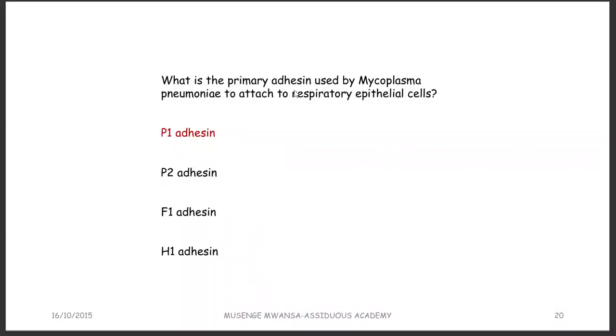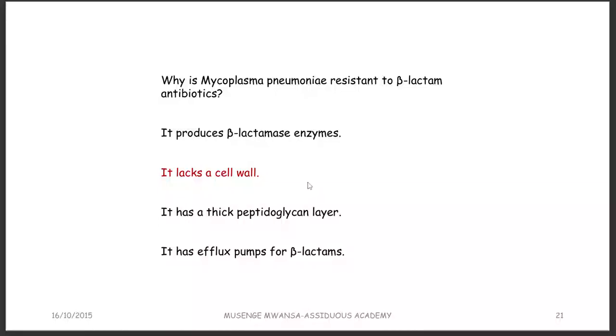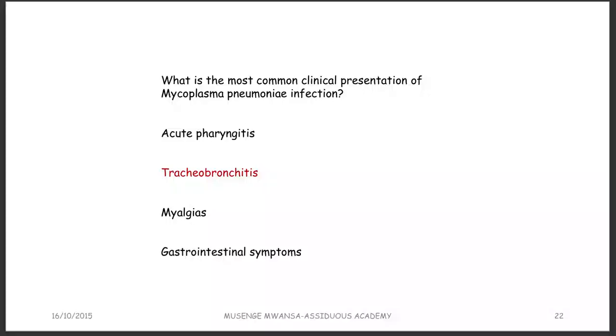All right, some questions. What is the primary adhesin used by Mycoplasma pneumoniae to attach to respiratory epithelial cells? Remember, that is the P1 adhesin. Why is Mycoplasma pneumoniae resistant to beta lactam antibiotics? It lacks a cell wall, doesn't it? The beta lactam antibiotics work by stopping the synthesis of the cell wall. What is the most common clinical presentation of Mycoplasma pneumoniae? It is tracheobronchitis. Of course, you also have pneumonia, acute pharyngitis, myalgia, and gastrointestinal symptoms.